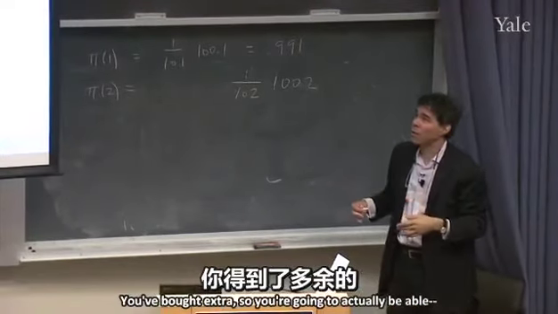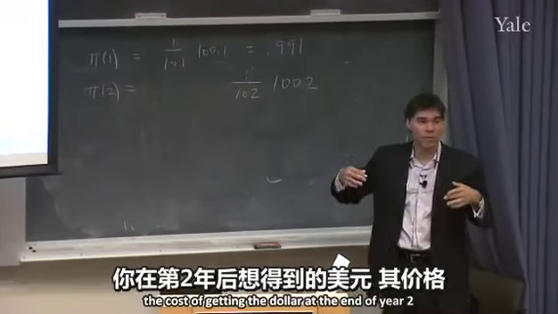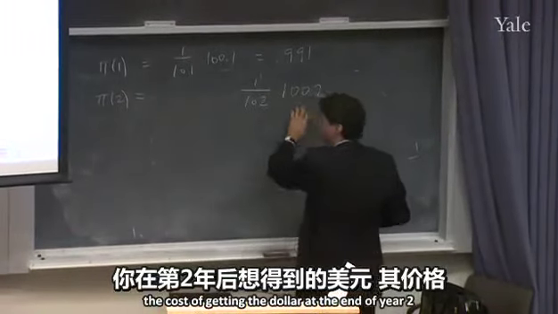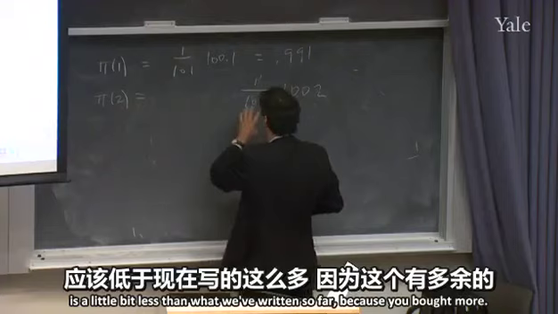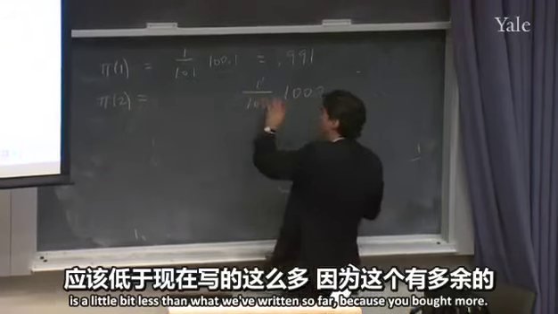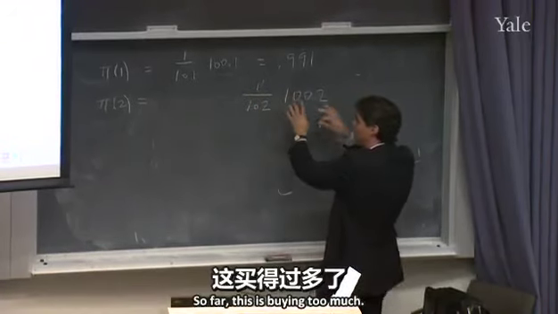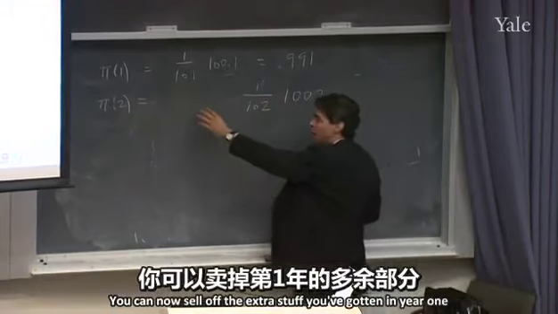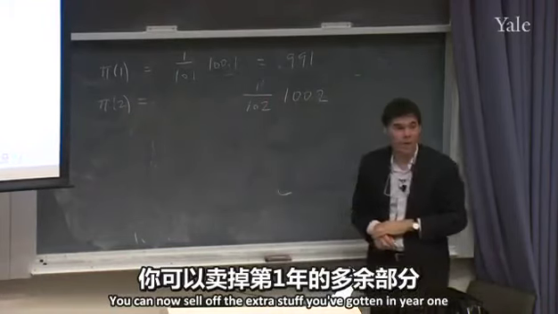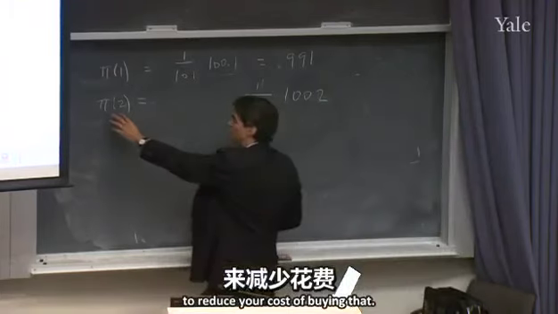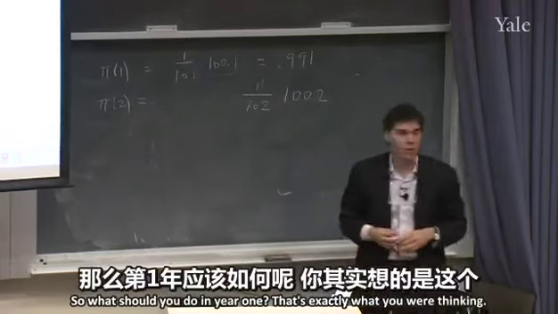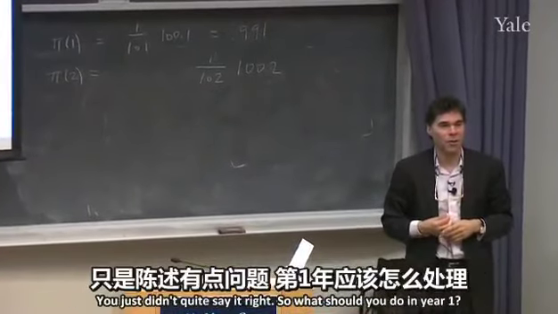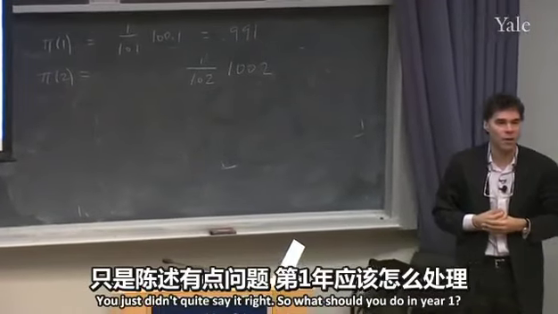You've bought extra. So the cost of getting the dollar at the end of year 2 is a little bit less than what we've written so far, because you bought more. So far, this is buying too much. You bought the dollar in year 2, and you also bought a little bit in year 1. You can now sell off the extra stuff you've gotten in year 1 to reduce your cost. So what should you do in year 1? That's exactly what you were thinking, you just didn't quite say it right. So what should you do in year 1?